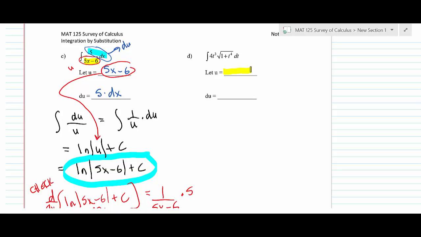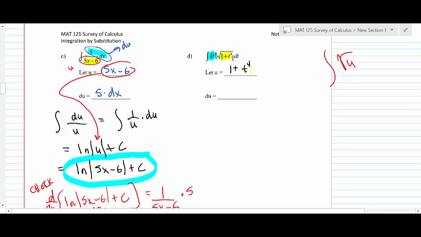1 plus t to the 4th? Let's try it. Sometimes you just have to try it. It's the only way. The idea is you can't let it equal the square root of that because it'll end up with a big mess. If we just let u be that, then we would end up with the integral of a square root of u. Can you do the integral of the square root of u? Yeah, because it's just u to the 1/2 and you use power rule.